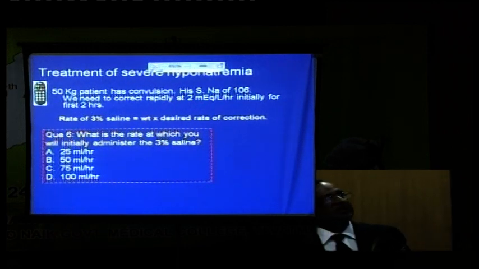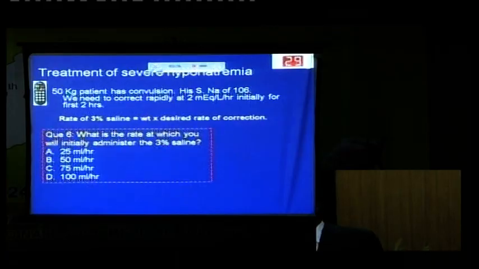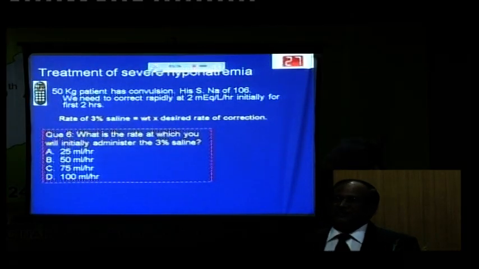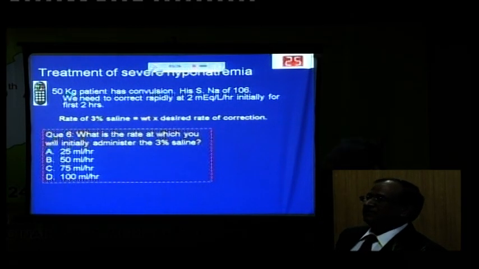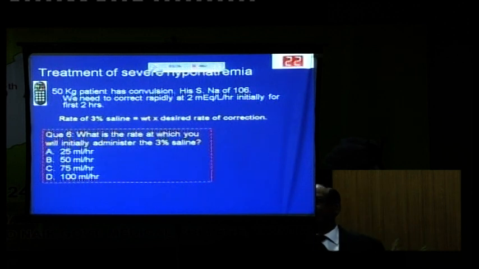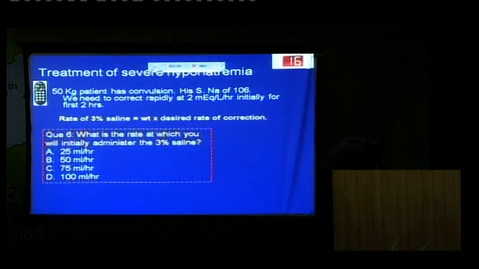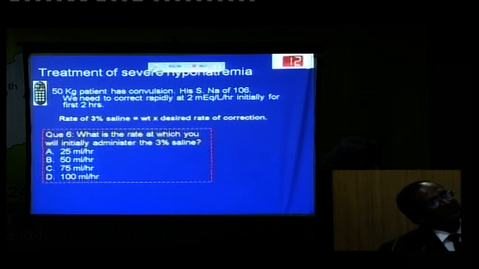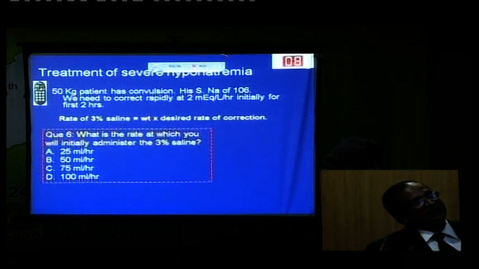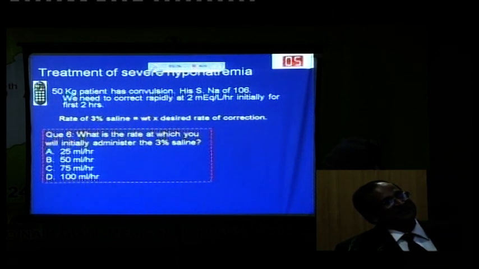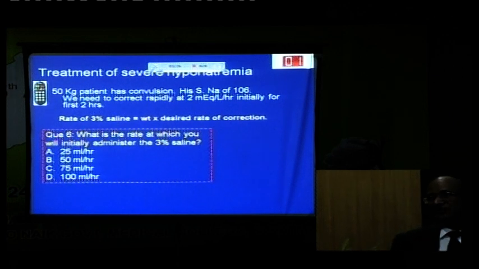Audience response starts now because it's a very simple question. I want you to tell me what is the rate at which you will start 3% saline in this patient. Only 2 people have answered so far. It's such a simple question. Very good. Come on. Let's have 32 for a change. Then we'll all clap for Yavatmal. 32 should be here. 5 seconds, 4 seconds. Come on. Switch it on.